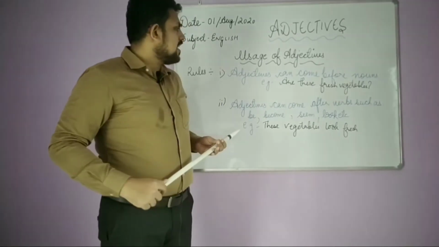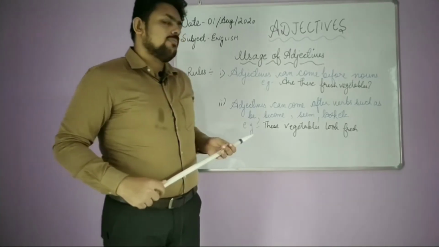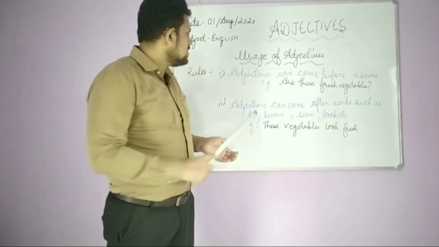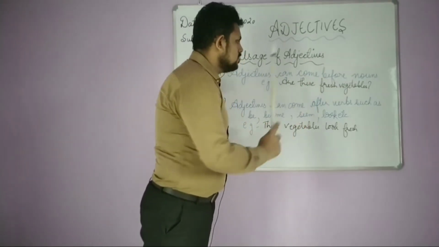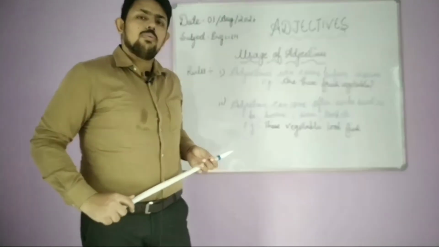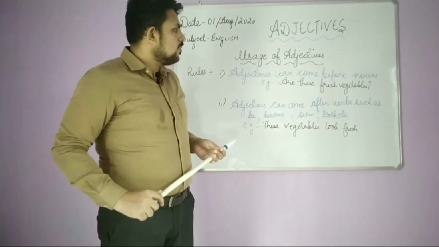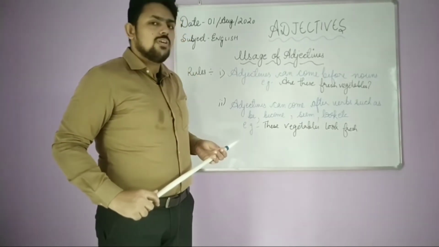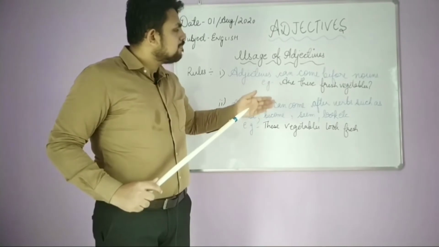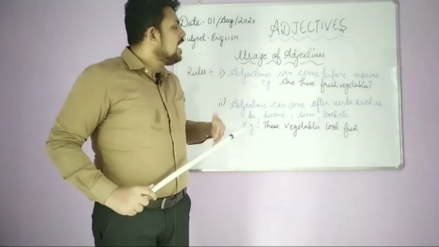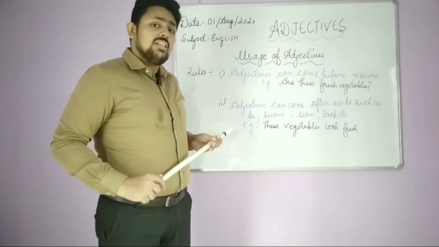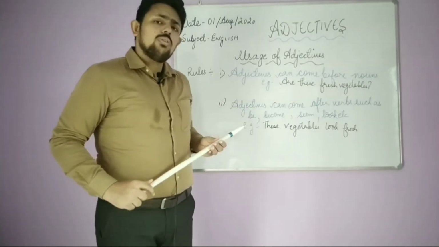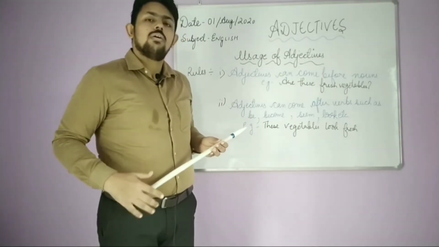Adjectives can come before nouns. So the first rule is adjectives can come before nouns. As you know by the definition, the work an adjective does is that it defines the noun, it modifies the noun. So in the first rule we see that it comes before the noun to modify it.